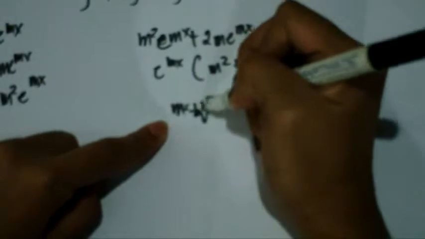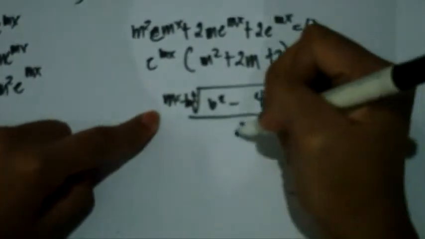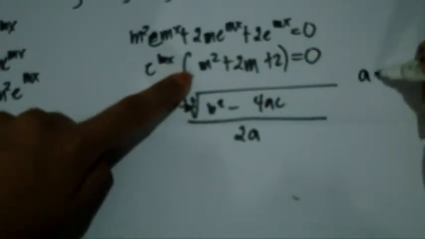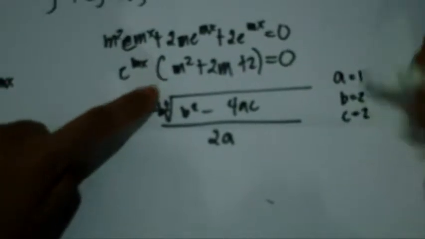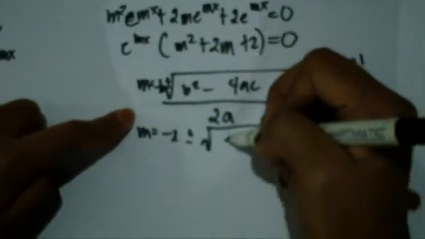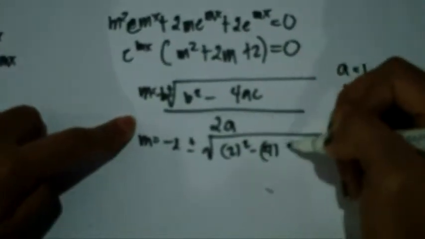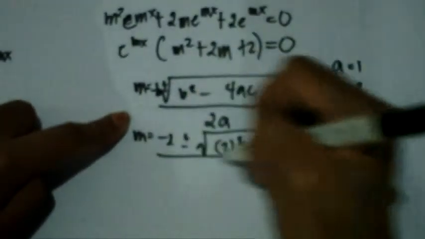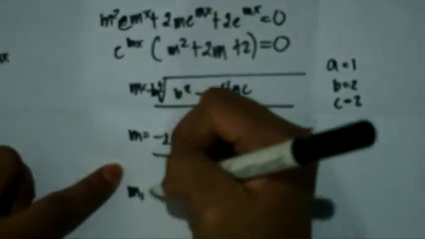to get this. Then by quadratic equation, as you could recall, which is negative b plus minus square root of b squared minus 4ac over 2a. So by inspection, our a is 1, b is 2, and c is 2. So doing the math here, we'd get negative 2 plus minus square root of 2 squared minus 4 times 1 times 2, over 2. Further simplification would give us m1, which is negative 1 plus i, and m2, which is equal to negative 1 minus i.